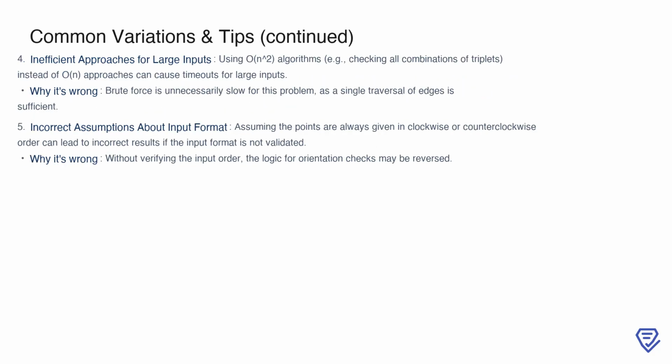Now, let's discuss a couple of additional mistakes that can occur. Using inefficient approaches for large inputs is another pitfall. Algorithms with a time complexity of O(n²), like checking all combinations of triplets, are too slow for this problem. Instead, a single traversal of the edges in O(n) is sufficient and much more efficient. Another error involves making incorrect assumptions about the input format. For instance, assuming the points are always given in clockwise or counterclockwise order without validating the input can lead to reversed orientation checks and incorrect results. It's important to verify the input order explicitly to ensure the logic operates as intended.